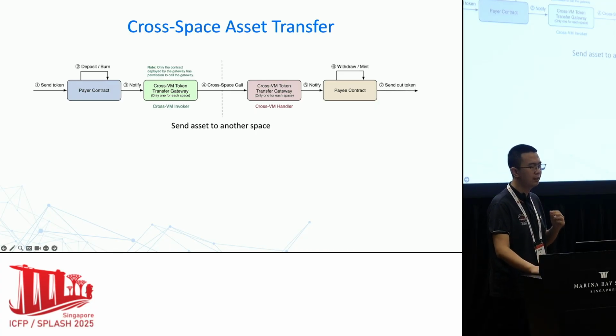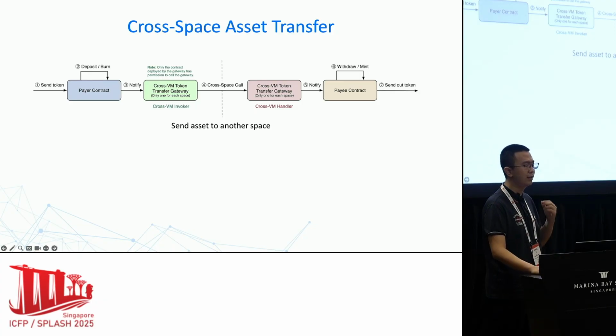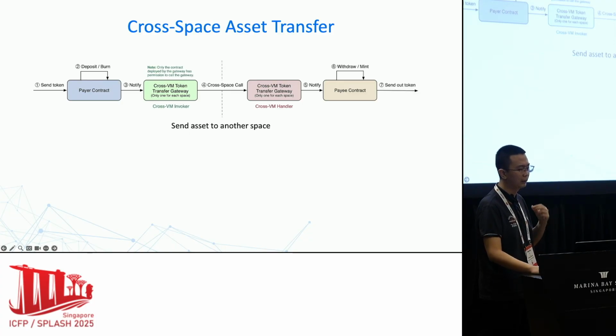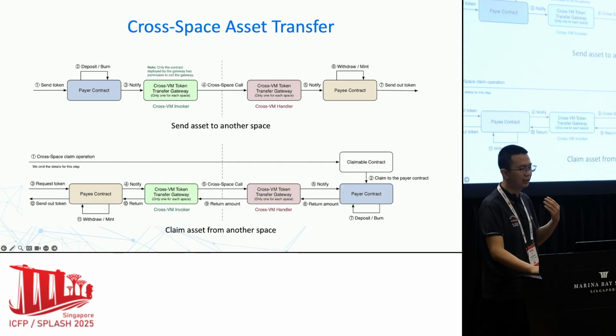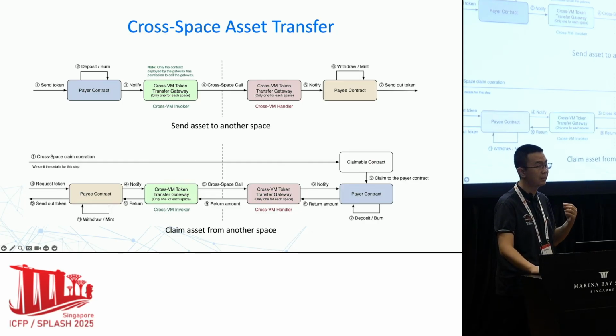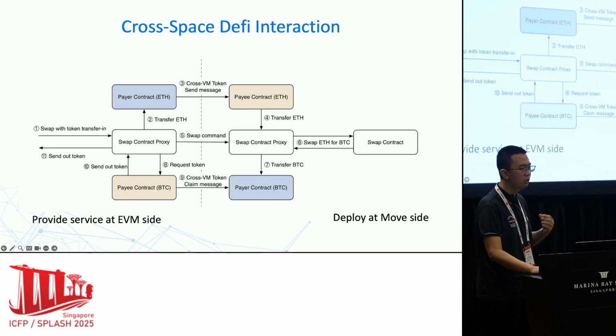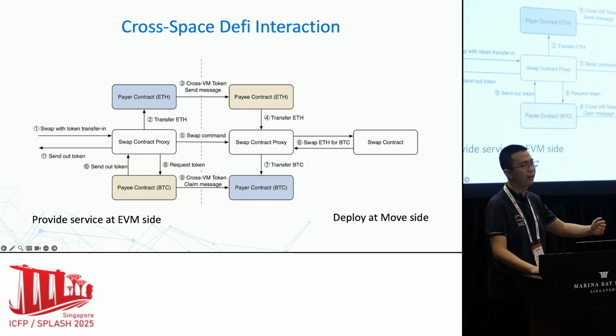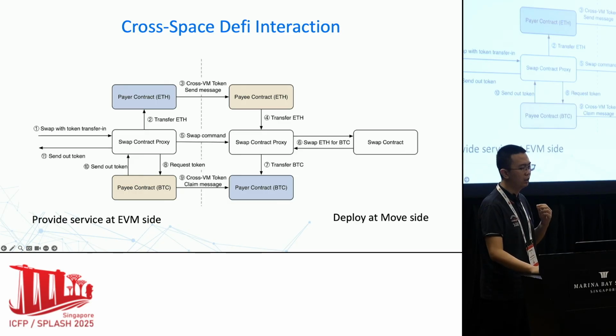And the most important thing is that, because all these things are inside one transaction, it means that if any step in the middle fails, all the side effects from both spaces, the EVM or the MoveVM, will be reverted atomically. And this diagram shows another process. It means claiming the asset from another space. Now, since we have the ability to send the asset from one space to another space, or claim the asset from another space back to this space, we can achieve the cross-space DeFi interaction.